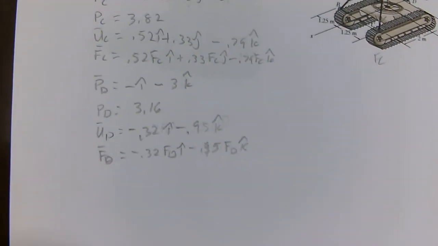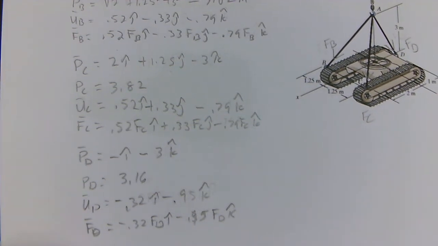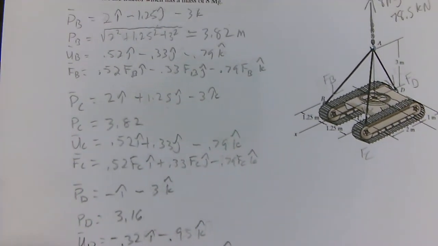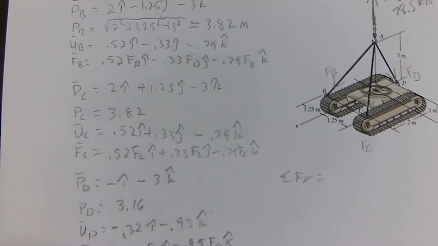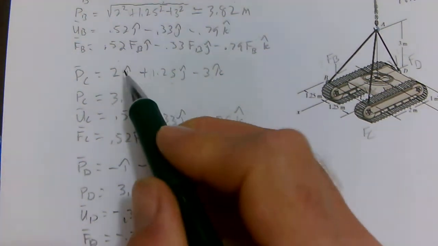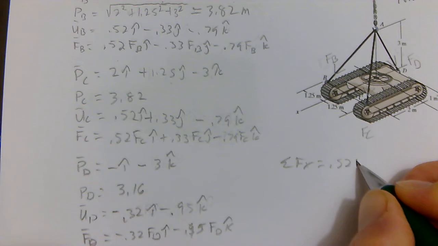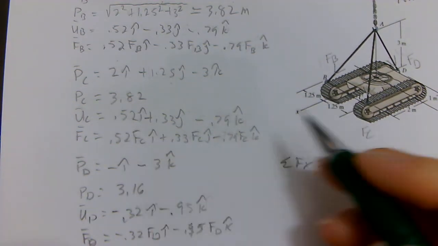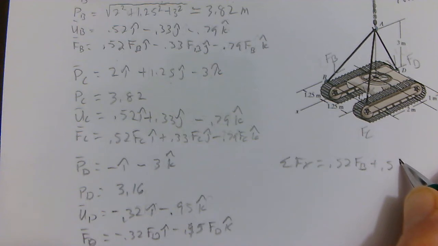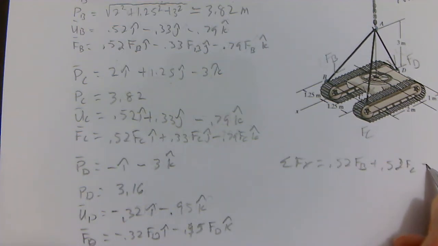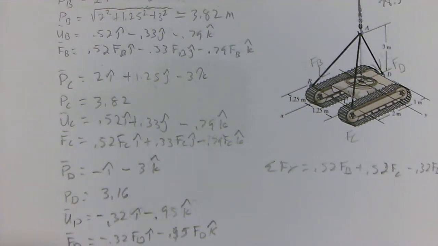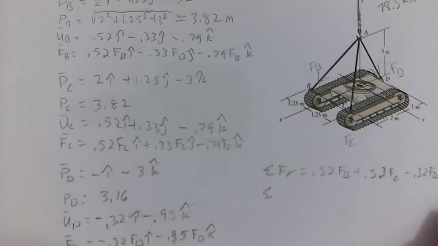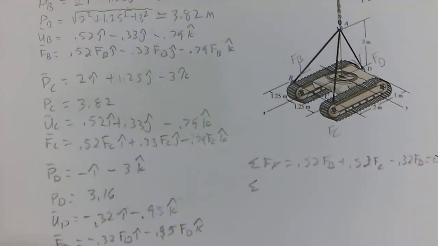So now we'll sum the forces. So the sum of the forces in the X is going to be 0.52 FB plus 0.52 FC minus 0.32 FD, and that equals 0.